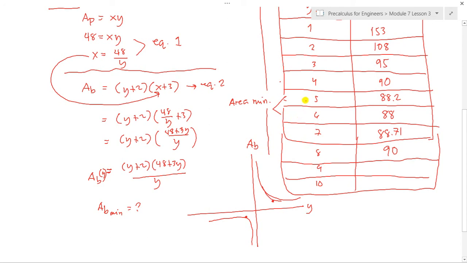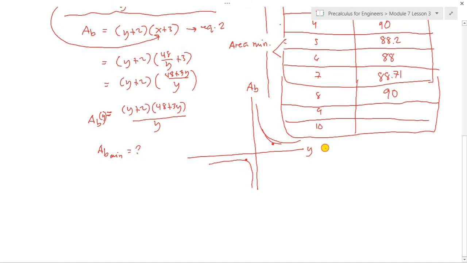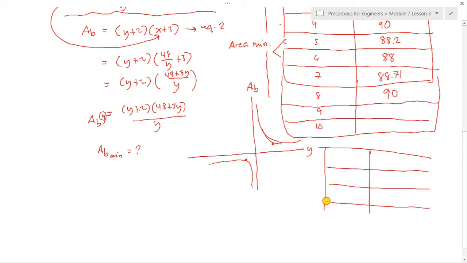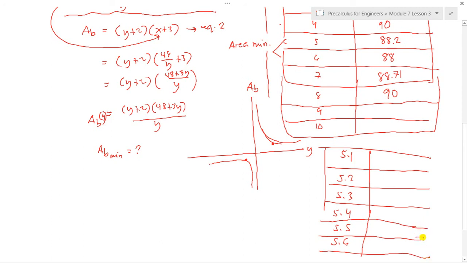So maybe up to kuan 1 decimal places ato pa na siya i-amplify. So let's say mag-try na pud ta mga decimal points. Let's say up to 1 decimal place. Let's say mag-try tag 5.1, 5.2, 5.3, 5.4, 5.5, and 5.6. Try para mas accurate pud ta up to 1 decimal place.